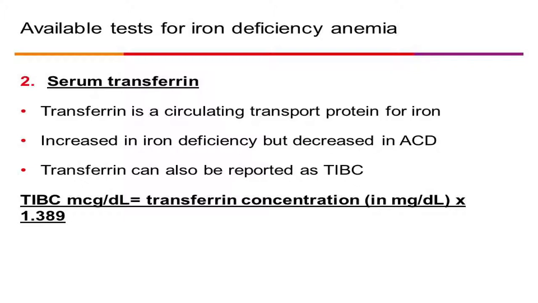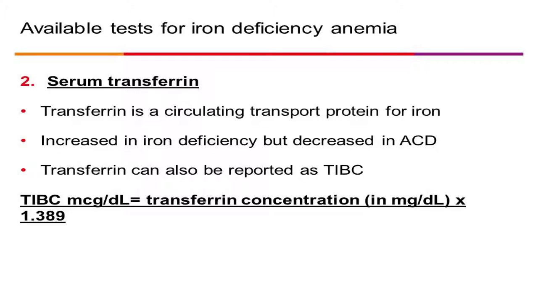The other test that we order is transferrin. So what is transferrin? It is the vehicle for iron to be transported across the body. In iron deficiency anemia it is increased, but in anemia of chronic disease it is decreased. So this is a way we can differentiate between anemia of chronic disease and iron deficiency anemia. It can also be reported as total iron binding capacity, and both of these are surrogates. So both would be increased in iron deficiency anemia.